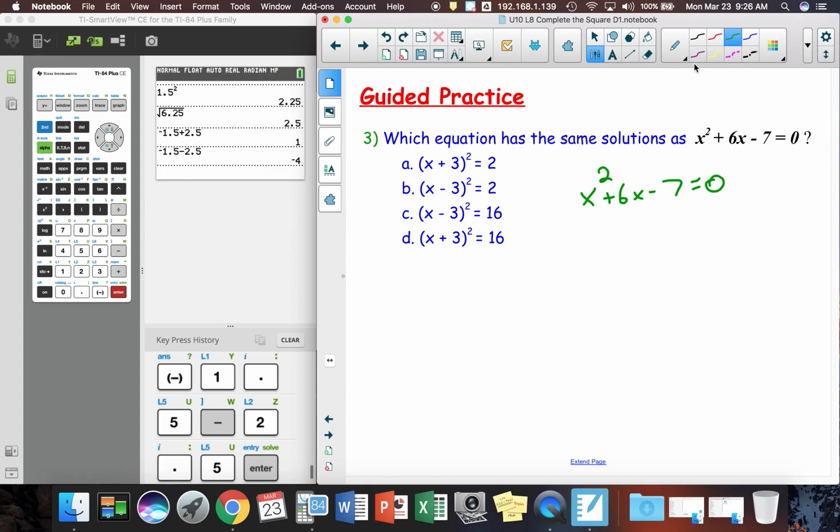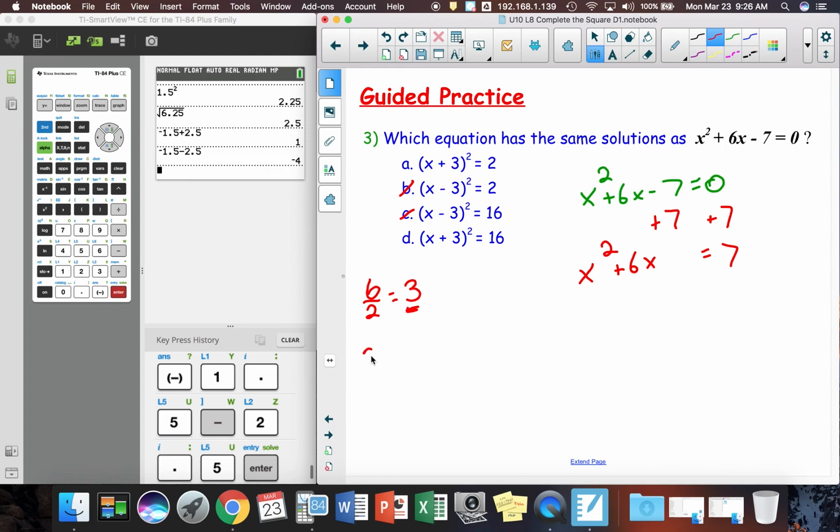So again, first step, move my constant over. Add 7 to both sides. Now, some of you guys, if you look at this equation, you can probably eliminate 2 answers right now, which is pretty cool. I have x squared plus 6x equals 7. Gotta find that special number, so I have 6 divided by 2, which equals 3. Very important. So from here, I'm going to eliminate 2 answers. I know it can't be negative. I'm going to cross those out.